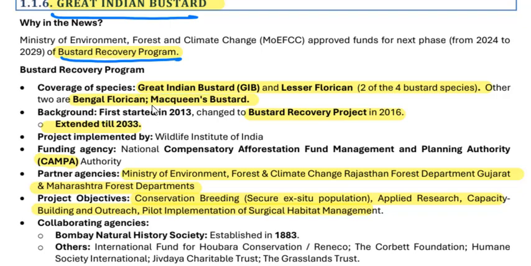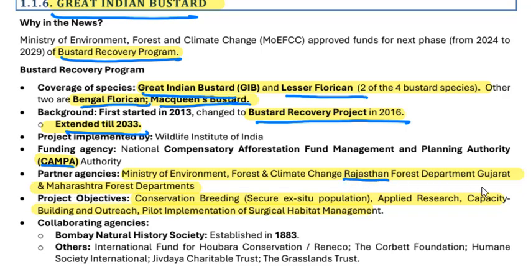Coverage of species: Great Indian Bustard and Lesser Florican, two of the 4 bustard species. Others are Bengal Florican and McQueen's Bustard. Background: first started in 2013, changed to the Bustard Recovery Project in 2016 and extended till 2033. Project implemented by Wildlife Institute of India. Funding agency is CAMPA, the Compensatory Afforestation Fund Management and Planning Authority. Partner agencies are MOEFCC, the Rajasthan Forest Department, Gujarat and Maharashtra.